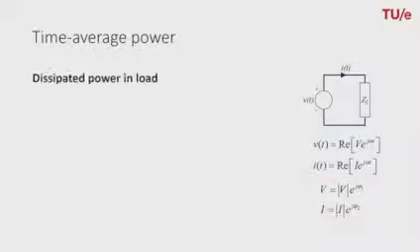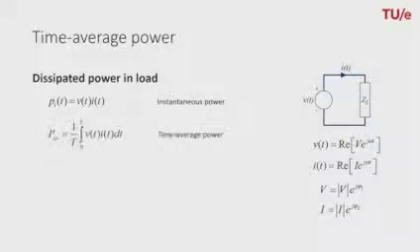Now, looking at power, the dissipated power in the load, we could talk about an instantaneous power, which is the product of the voltage and the current in the time domain. However, if we use time harmonic signals, then it's more appropriate and common to talk about the time average power, so averaged over one period of time. Which means that we have to integrate the instantaneous power over one period and then divide by T, the time period. Then we get the average power.